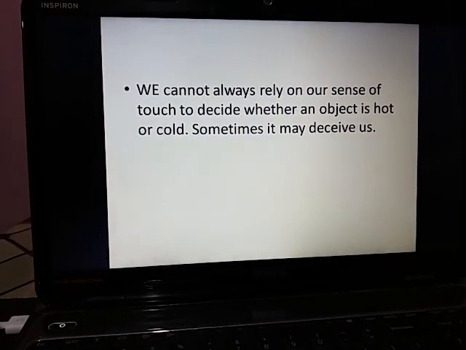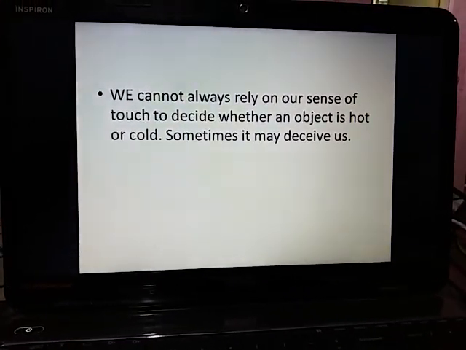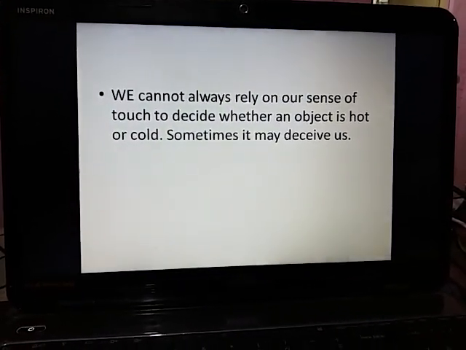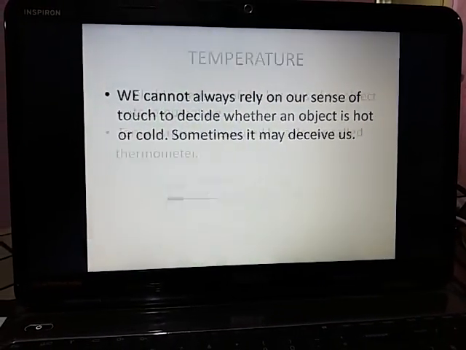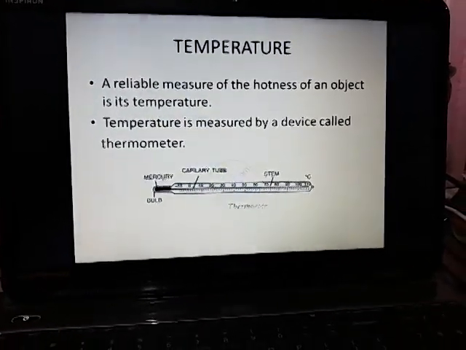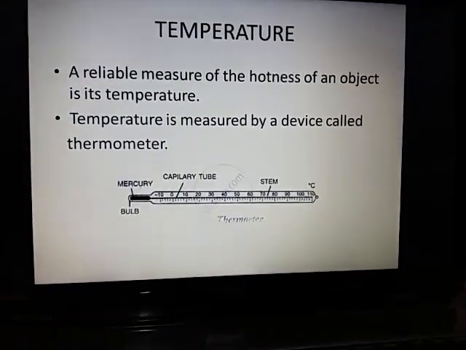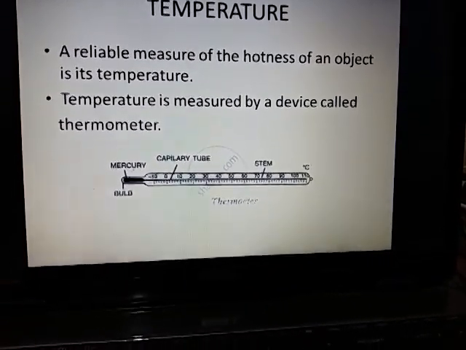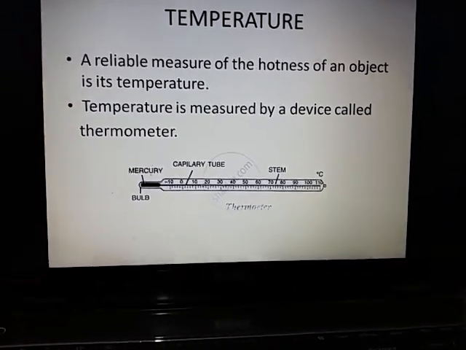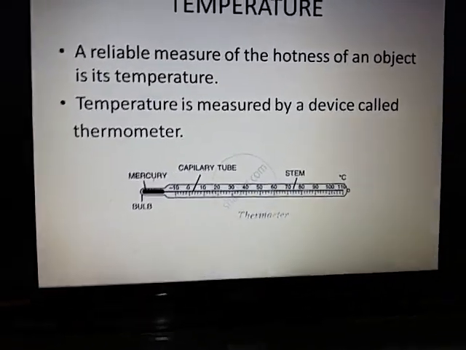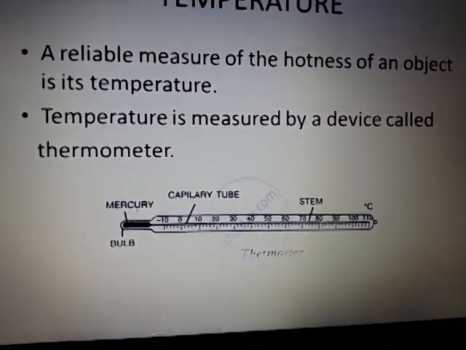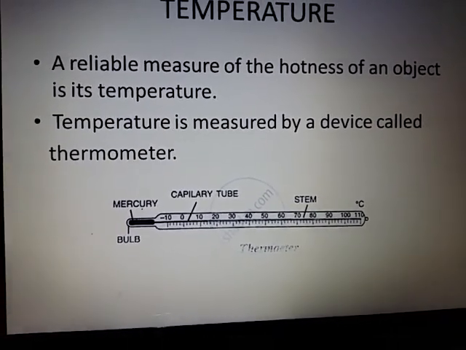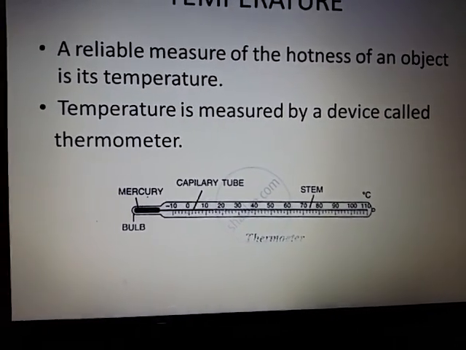So therefore we have to measure the hotness of an object, and this measure is known as temperature. So how can we define temperature? It is a reliable measure of hotness of an object, right? And temperature is measured using a device which is called a thermometer. Thermometer is used to measure temperature of an object.